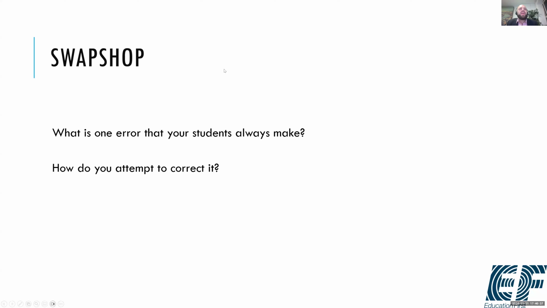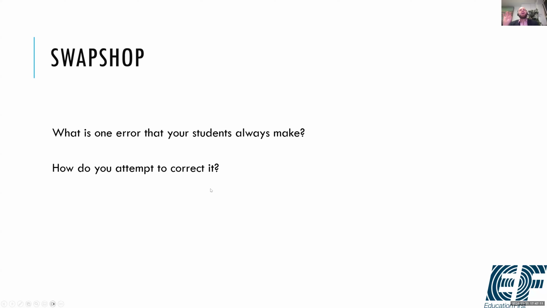Now, what is one error that your students always make? And of course, how do you attempt to correct it? Now, very quickly, could anyone remind me what is the term for an error that is made repeatedly over time? What is the term, the metalanguage? Fossilized, yes, very good. Everyone remember the word fossilized? I think it might come in useful later on, perhaps after this webinar, who knows?